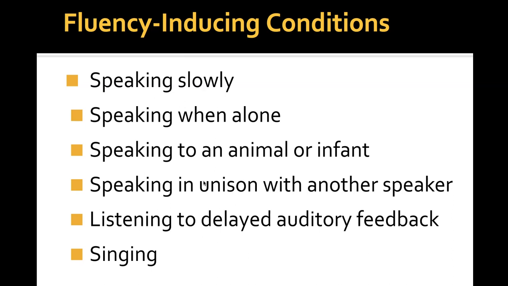Speaking in unison with another speaker. A lot of kids who stutter will realize that when they go to church on the weekend and they're speaking or reading something in unison with everybody else, all of a sudden they are really fluent. And so what's going on is having that model from other people. They're getting feedback about how to speak in real time as they're speaking, and that increases their fluency.